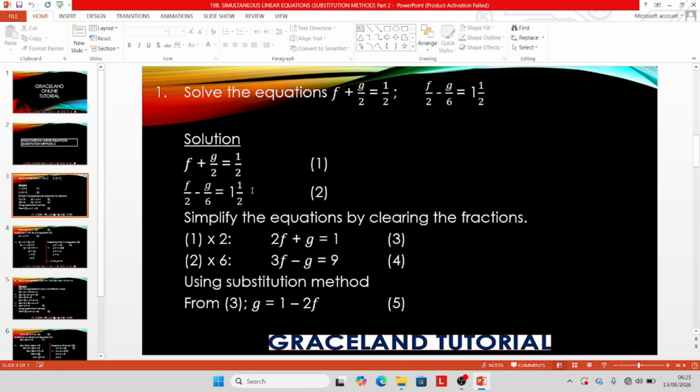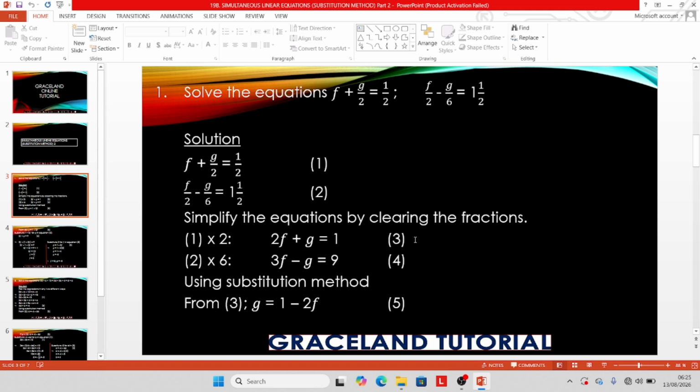Then 1½ multiplied by 6. The 1½ is going to be 3 over 2. Then 2 in 6 is going to be 3. So 3 times 3 is equal to 9. So 3f minus g is equal to 9, and that is going to be our equation 4.